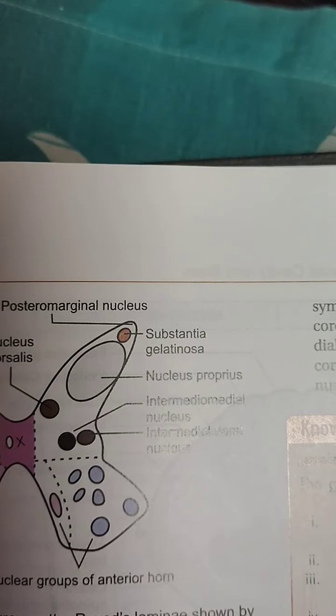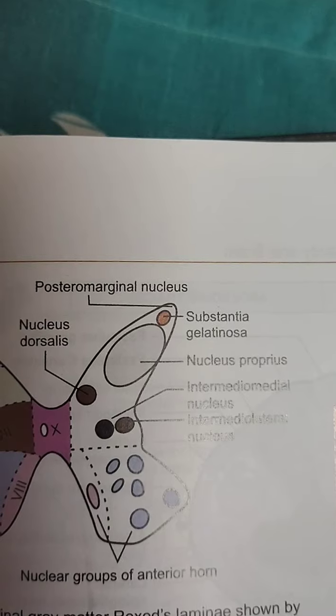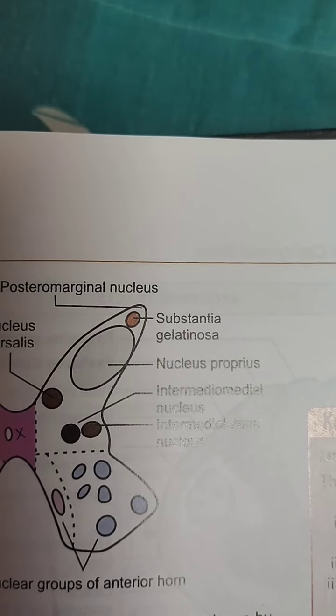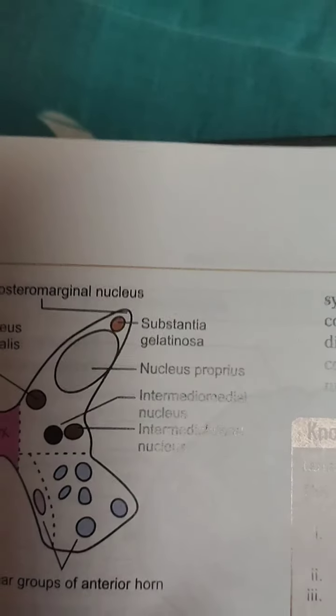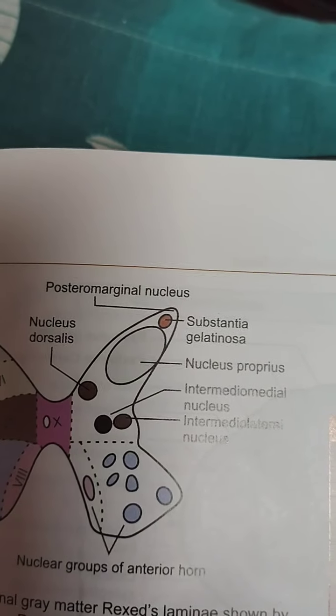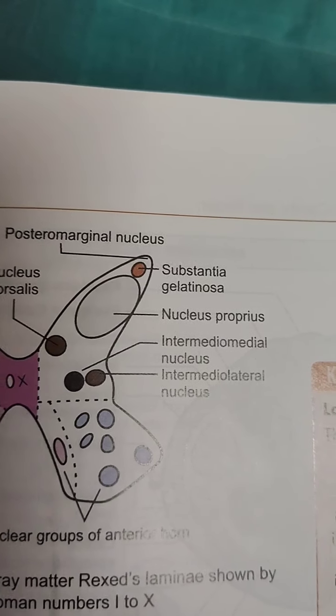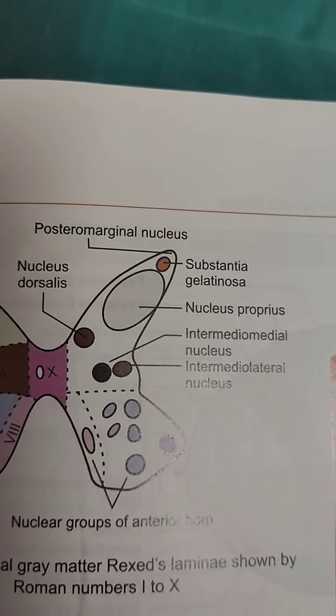Okay, so we have one very small nucleus which is called the posterior marginal nucleus at the tip you are seeing, that is at the apex. We don't have much influence, but they say it is a part of the substantia gelatinosa.